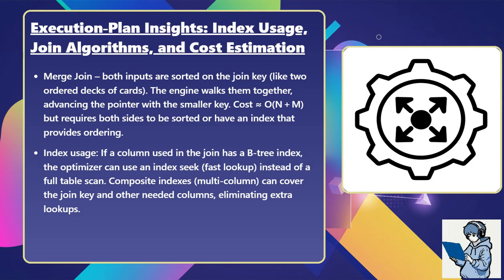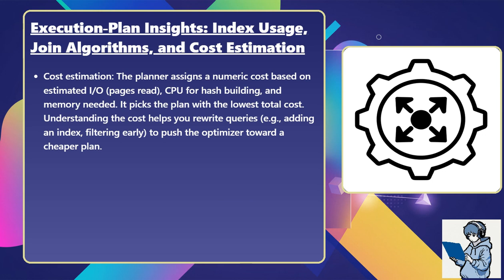Index usage. If a column used in the join has a B-tree index, the optimizer can use an index seek, a fast lookup, instead of a full table scan. Composite indexes, multi-column, can cover the join key and other needed columns, eliminating extra lookups. Cost estimation, the planner assigns a numeric cost based on estimated I/O, pages read, CPU for hash building, and memory needed. It picks the plan with the lowest total cost. Understanding the cost helps you rewrite queries, adding an index or filtering early, to push the optimizer toward a cheaper plan.